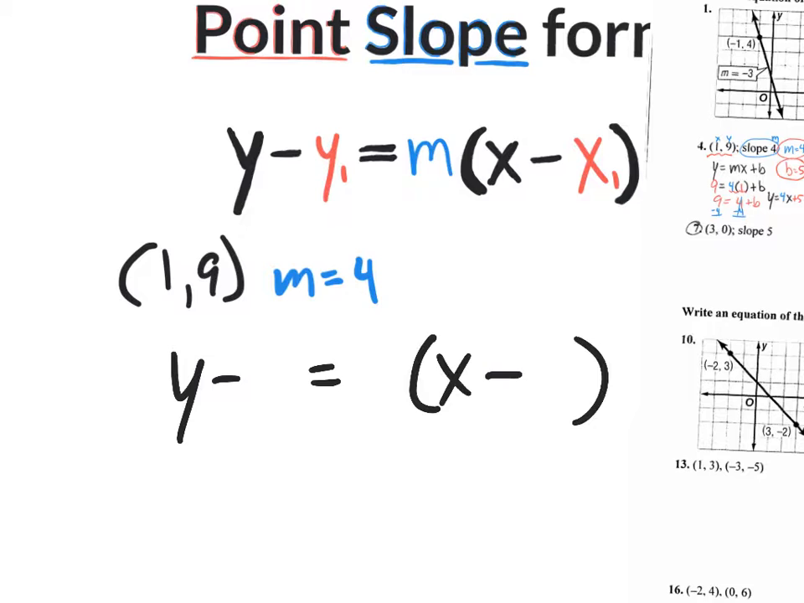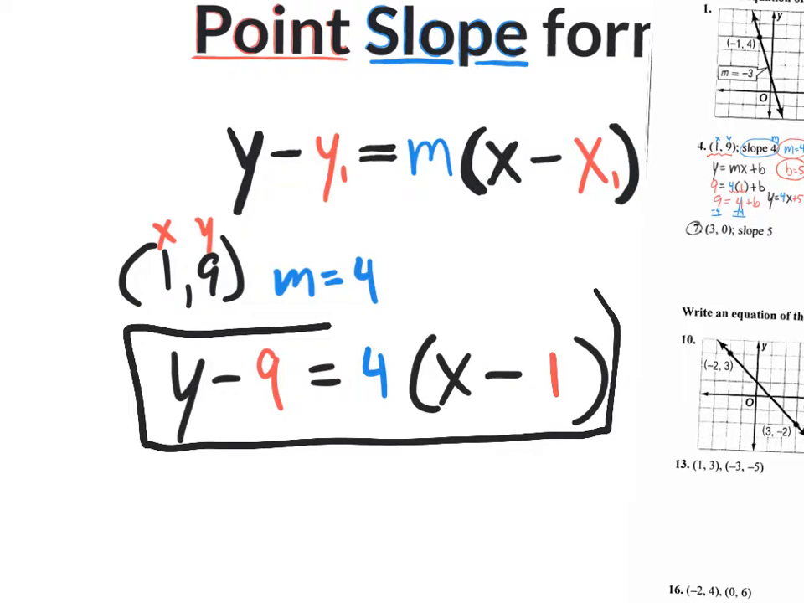So where do I get my x1, y1 values from? From the point. So what am I going to put right here? 9. Thank you. So we put a 9 right there. What am I going to put right here in place of the m? 4, right? And what am I going to put in the parentheses with the x? 1. The x value of 1 right in there. That's right. And if they told you to write an equation and they don't specifically tell you what form, you're done. This is it right here, guys. That's your point-slope form equation.